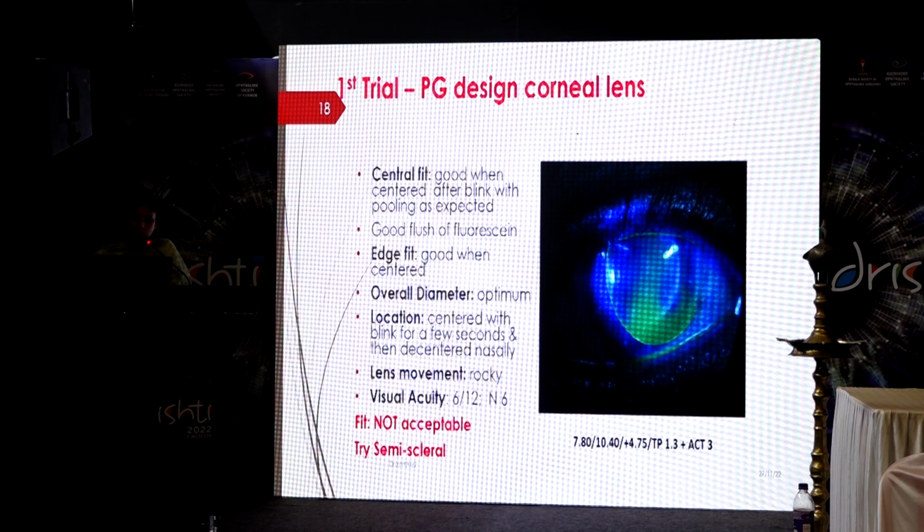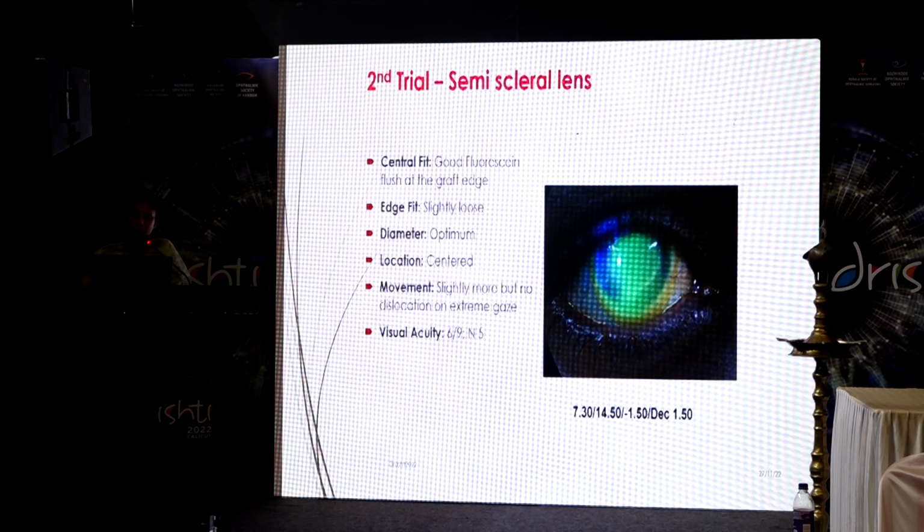So the next option was to try a semi-scleral or a corneoscleral lens design. This gave me a really good fit, and you see there was a drastic improvement in vision from the corneal lens design, and the visual acuity was 6/9 N5. So this was the final lens that we gave for this patient.